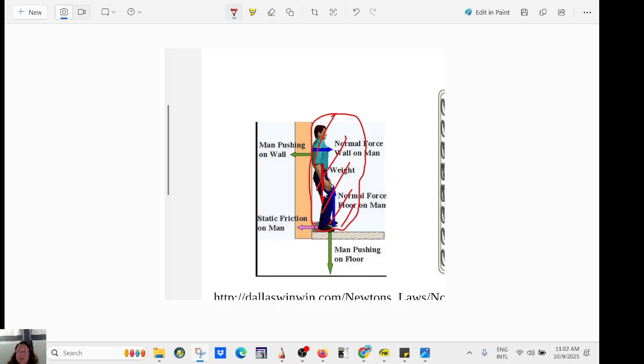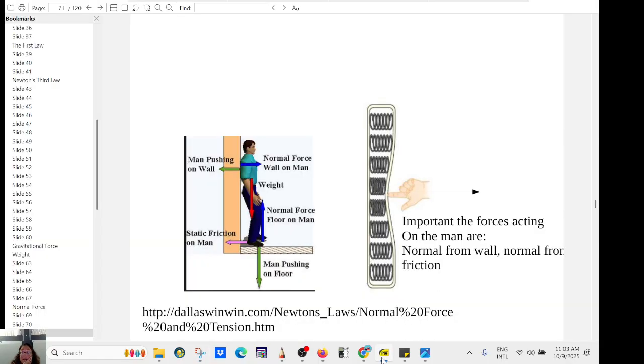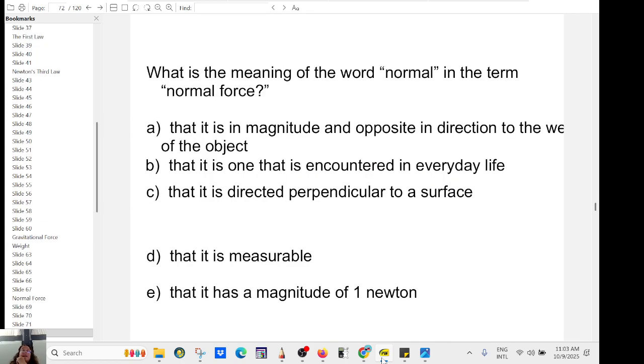We call that static equilibrium because left equals right, up equals down. Down will be the weight, up is the normal force, left is the static friction, right is the normal force. If there's no static friction and you push on the wall, he will slide. So two things: you have to define your system, and you need to have a normal force each time you have a surface. And normal means perpendicular.